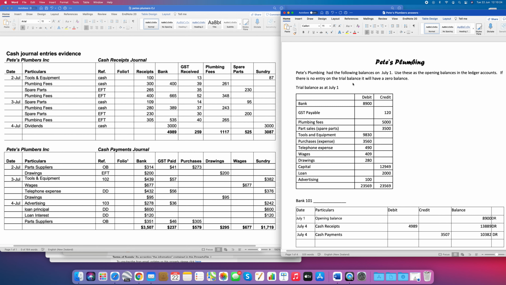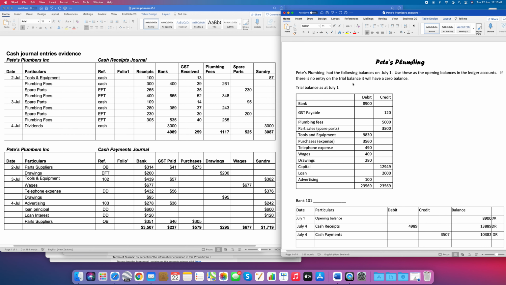This video is the third in a series going through how to process information from a cash receipts journal and a cash payments journal into a ledger account. It is what you need to do for the final part of the 5 credit achievement standard that we are working on at the moment.